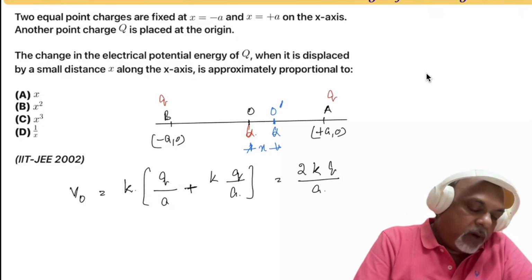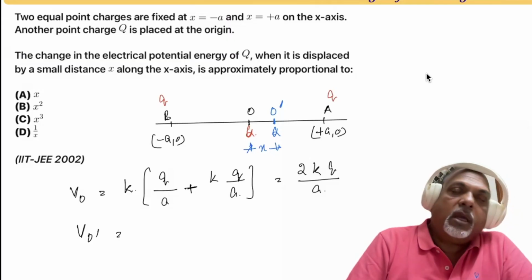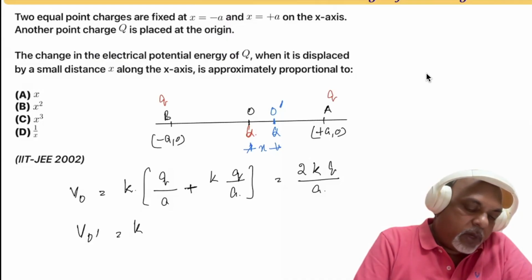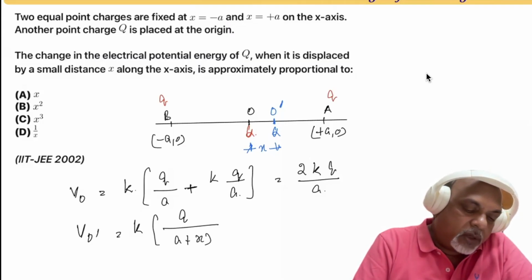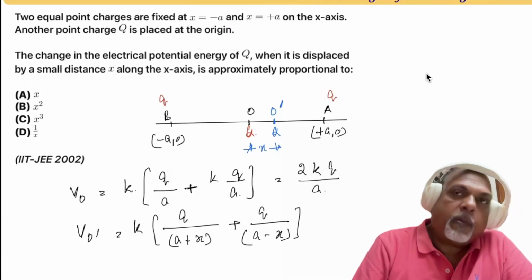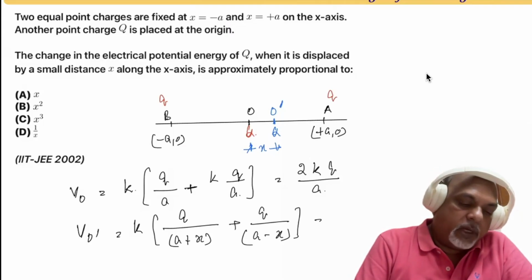Now, let us find out the potential at O dash due to the shifting of the charge. Here it will be kQ upon one distance, which is a plus x, and another distance will be a minus x. Or you can say 2akQ upon a square minus x square.